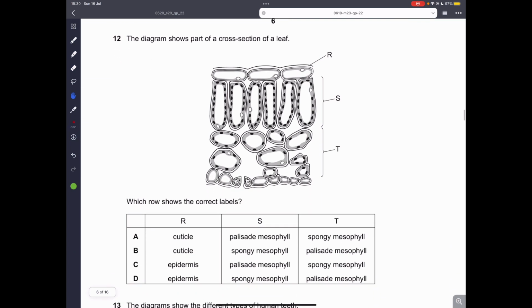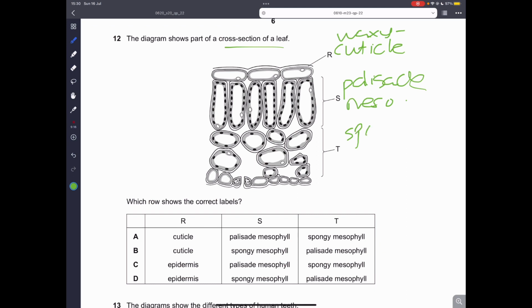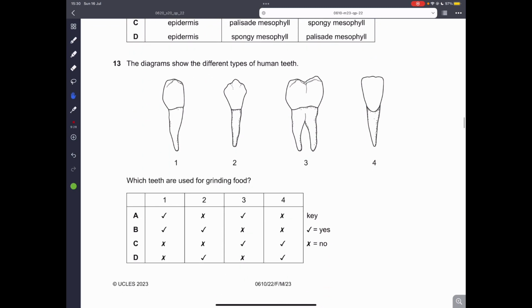Question number 12. The diagram shows part of a cross section of the leaf. Now immediately try to label these things. So R is the cuticle, the waxy cuticle, if you want to be nitty gritty. S is the palisade mesophyll. T is the spongy mesophyll. Okay, so which row shows the correct labels? R is the cuticle, S is the palisade, and T is the spongy mesophyll. A is the correct answer.